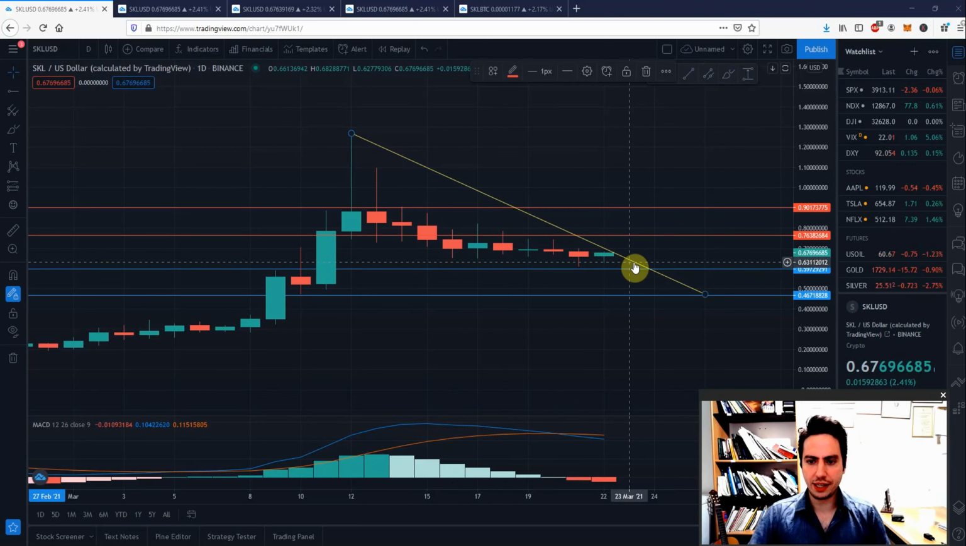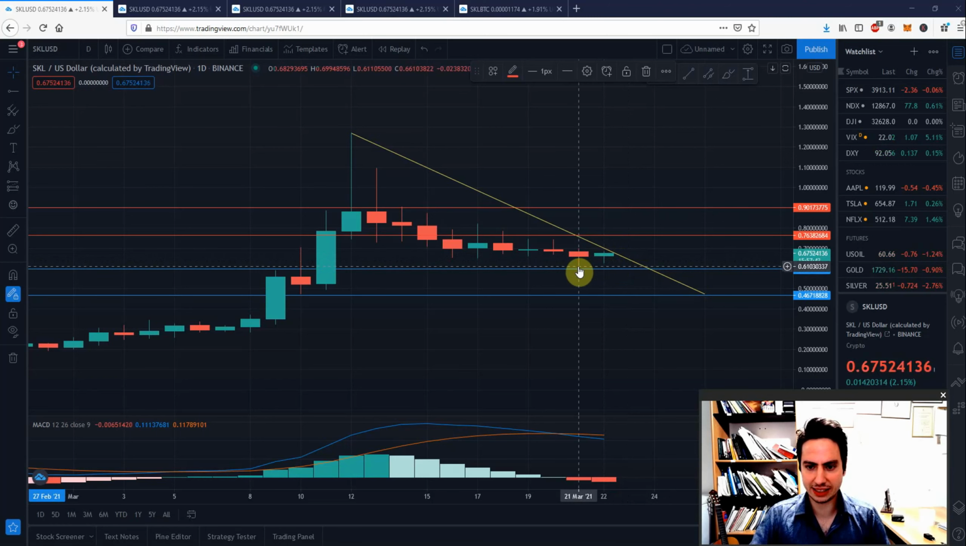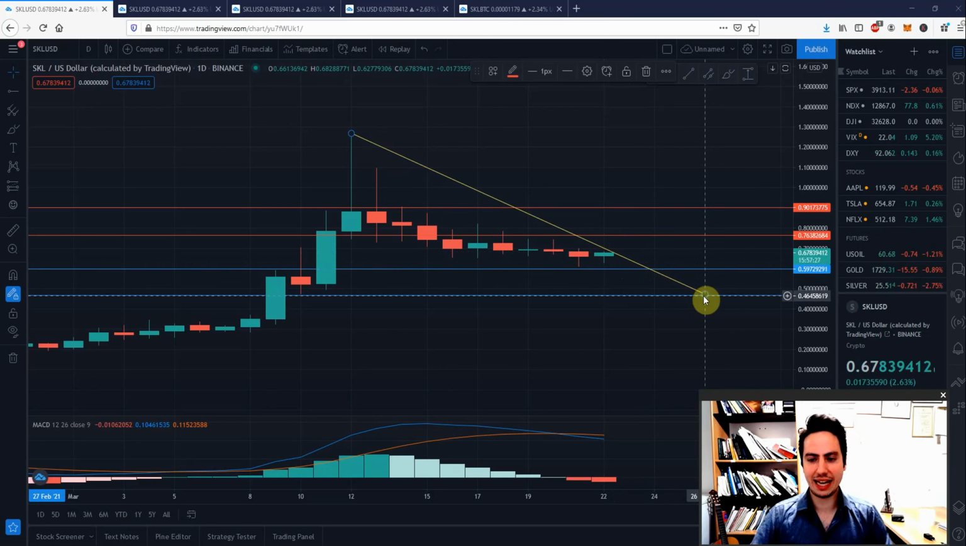But for now, the yellow line, I think SKL will test this support line here, as it tested on the 21st of March, and it will test a line here again. It might move sideways, but if it tests this line, then I think we will test this line as well. But guys, I am not sure about the 0.46 USD support line. We need to see if it goes beyond 0.59 to $0.60. If it goes beyond that, then we will test this support line, guys.